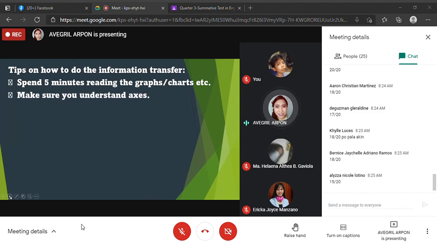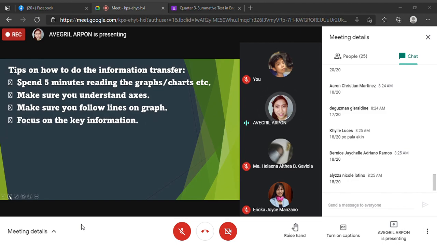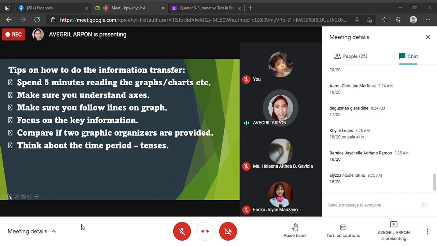Then make sure you understand access. Make sure you follow the lines on the graph. Then focus on the key information. Compare if two graphic organizers are provided. Then think about the time period tenses.